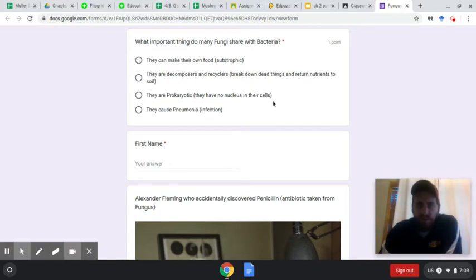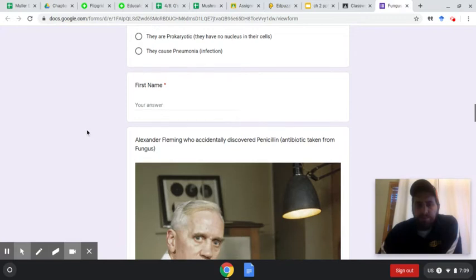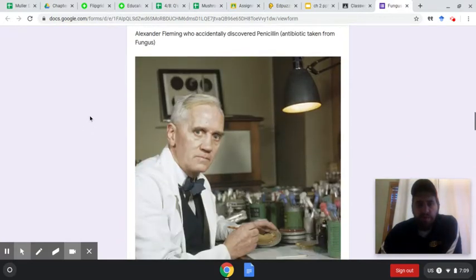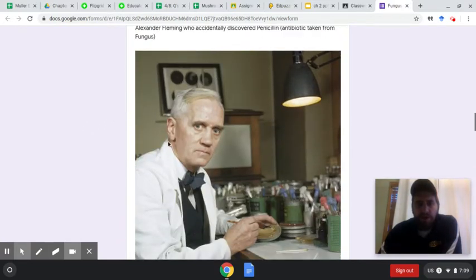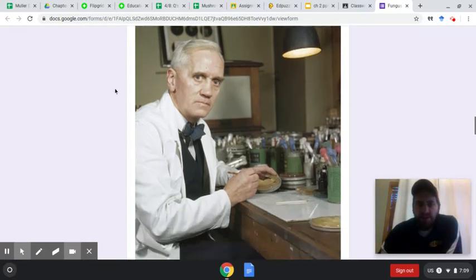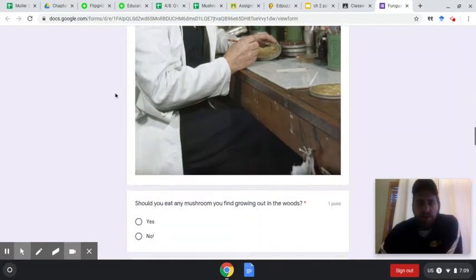Well, there's a few things, and hopefully, when you read the textbook, you figured it out. These microorganisms are unique, so they're not the same, right? Or else they would all be under one name. But they do share some things with each other that make them similar, right? Here's a picture of Sir Alexander Fleming, the scientist who accidentally discovered penicillin and the antibiotic.